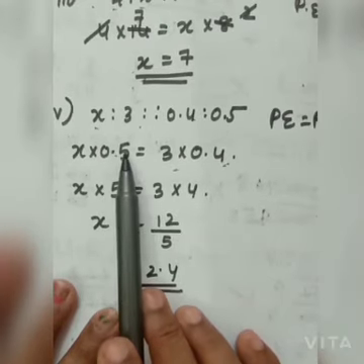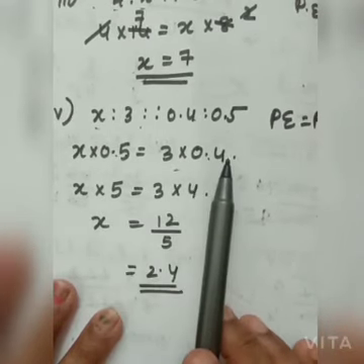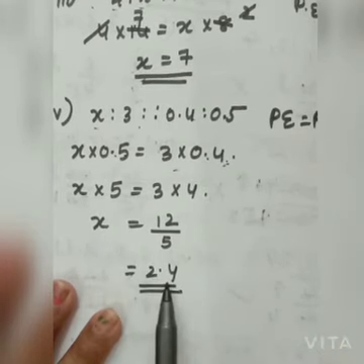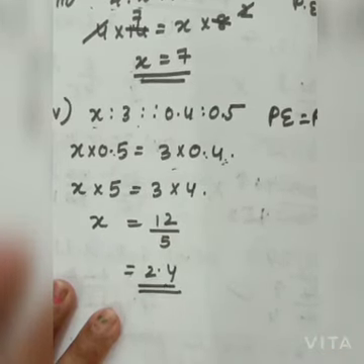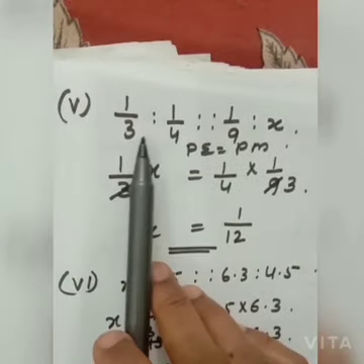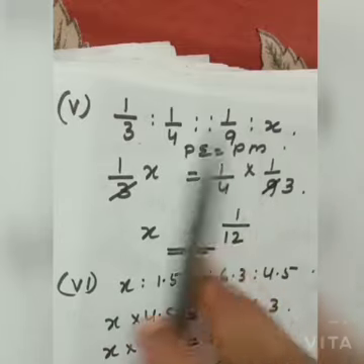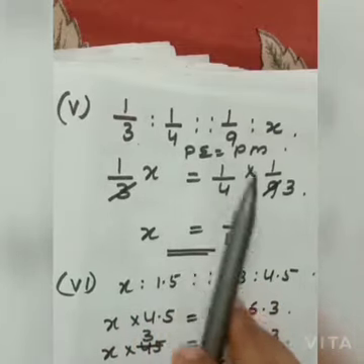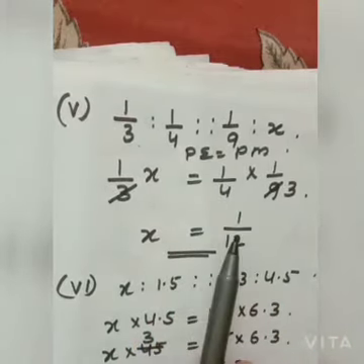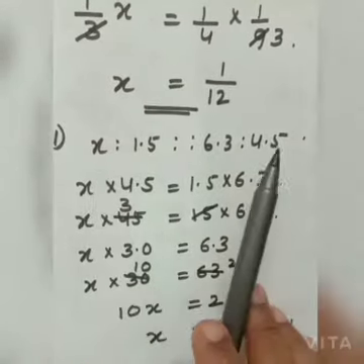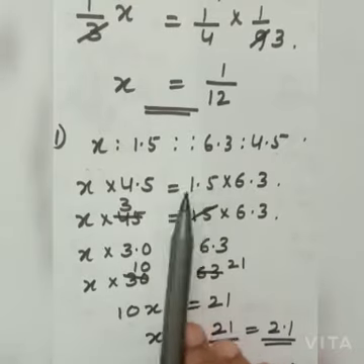Here after decimal 1 digit. Here also after decimal 1 digit. You can take out this decimal sign and you can multiply. Okay. 1 by 3 ratio 1 by 4 proportion 1 by 9 ratio x. Product of extremes equal to product of means. Cutting, you will get x equal to 1 by 12. Same procedure here also. Product of extremes equal to product of means.